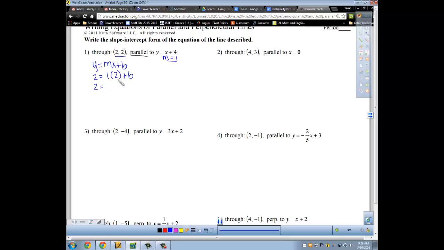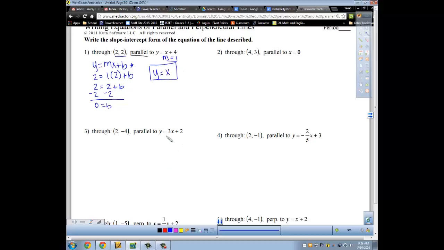So 2 equals 1 times 2 is 2 plus b. Get b by itself by subtracting 2. Oops, that was sloppy. To get 0 equals b. So b is 0. So when I go to rewrite my equation again in this form, I know my slope is 1. So 1x is just x. Plus b, which was 0. So plus nothing. So my equation is just y equals x.